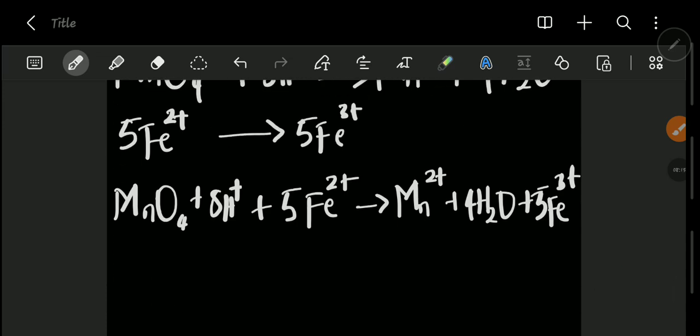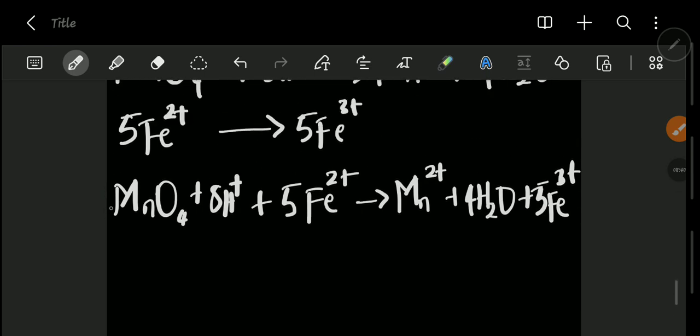We have Mn 1 here and Mn 1 here, balanced. We have oxygen. Oxygen is 4 here, oxygen is 4 here, balanced. We have hydrogen 8 here, 8 here, balanced. We have iron 5 here, 5 here, balanced. Now let's check. The equation is balanced, right? Let's check the charges, if the charges are balanced.